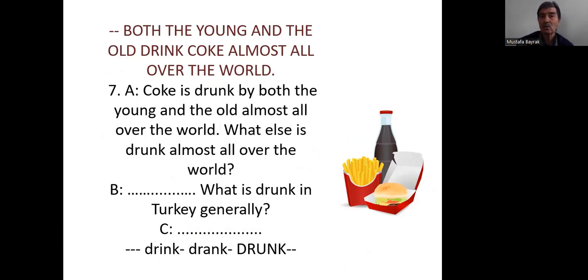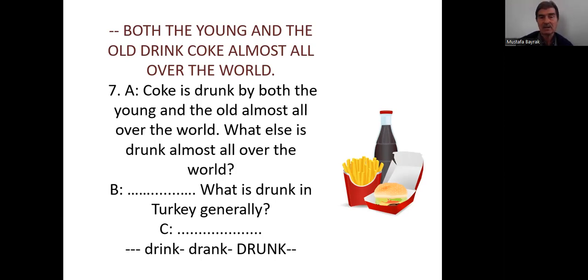Tea is drunk almost all over the world. What is drunk in Turkey generally? Tea is drunk in Turkey generally. What is drunk in the USA generally? Orange juice is drunk in the USA generally, in general.